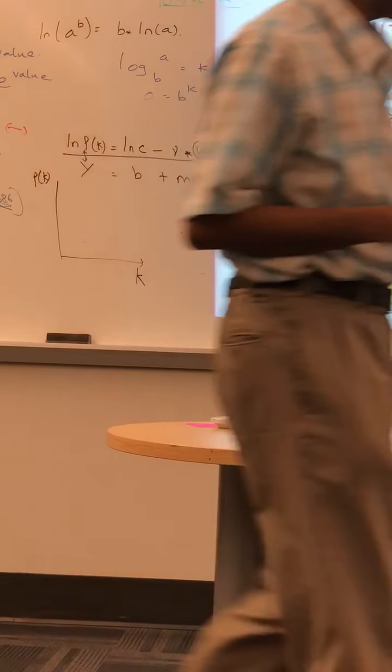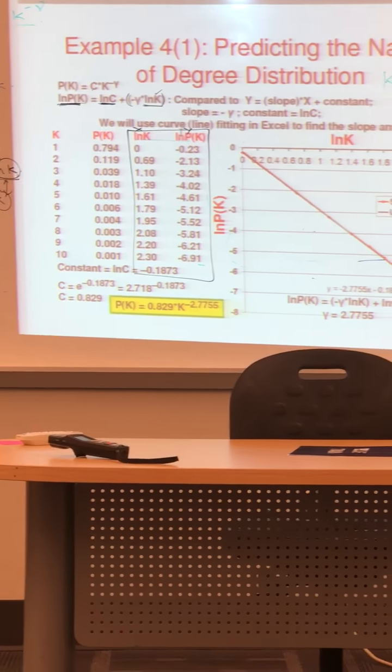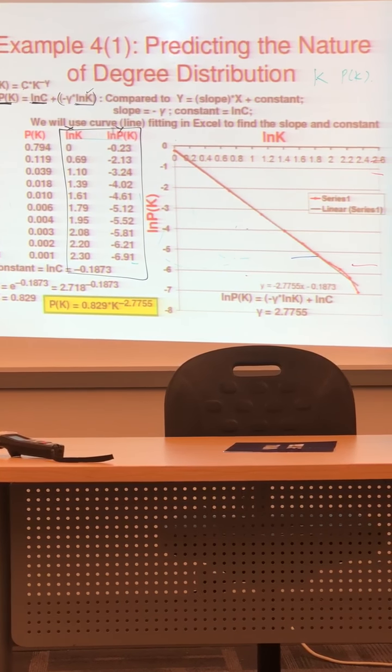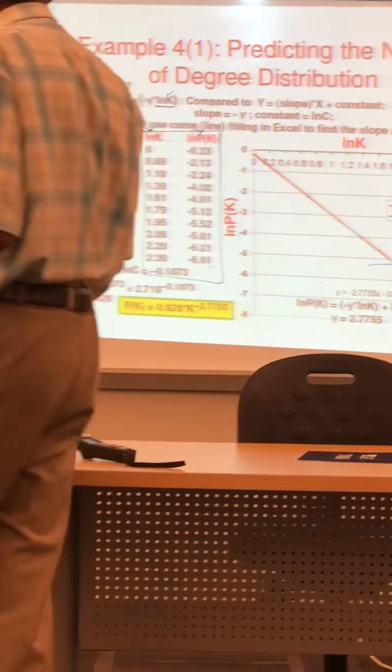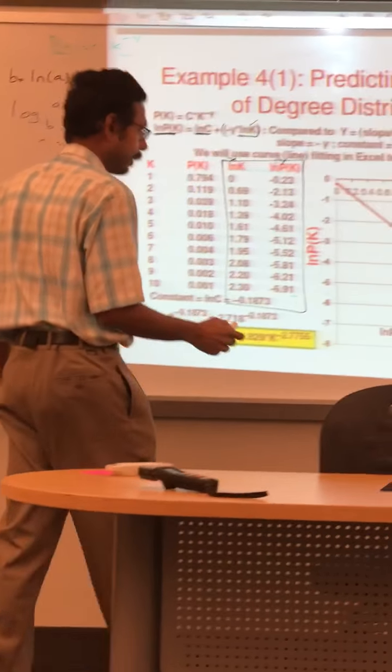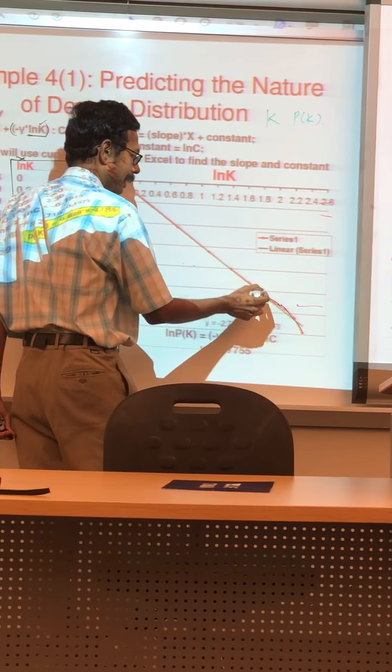Once you get the line, you right click and choose add trend line. We did it last time. Once you right click and add the trend line, the original distribution will come out like this red curve. It won't be a straight line.